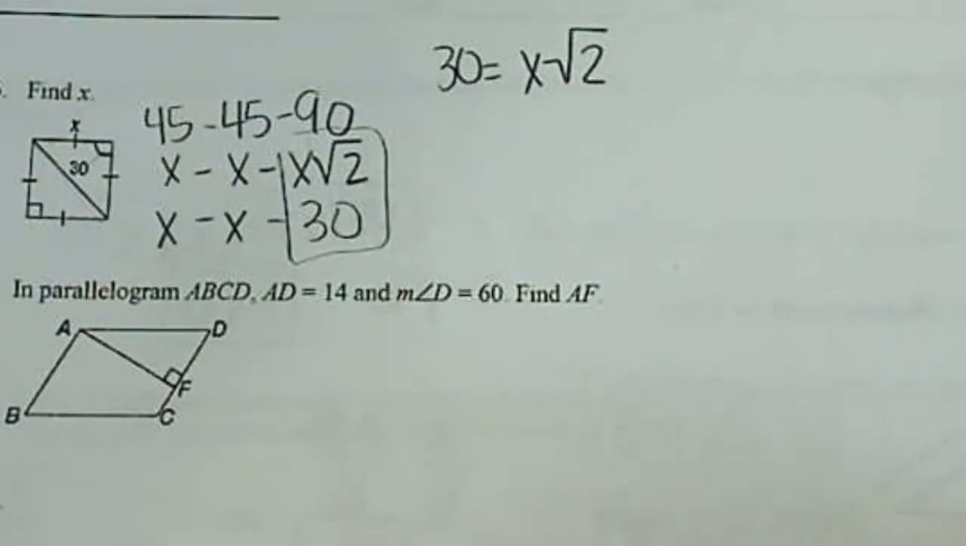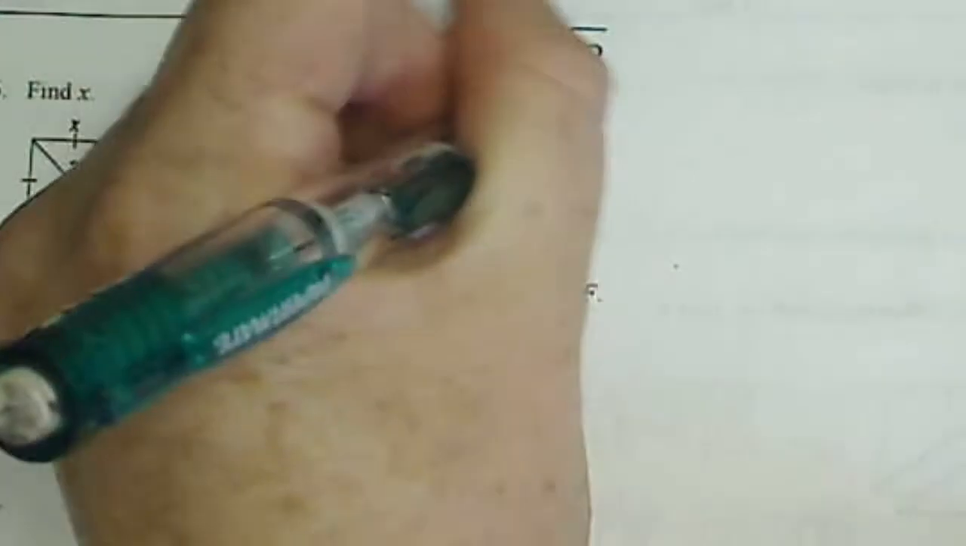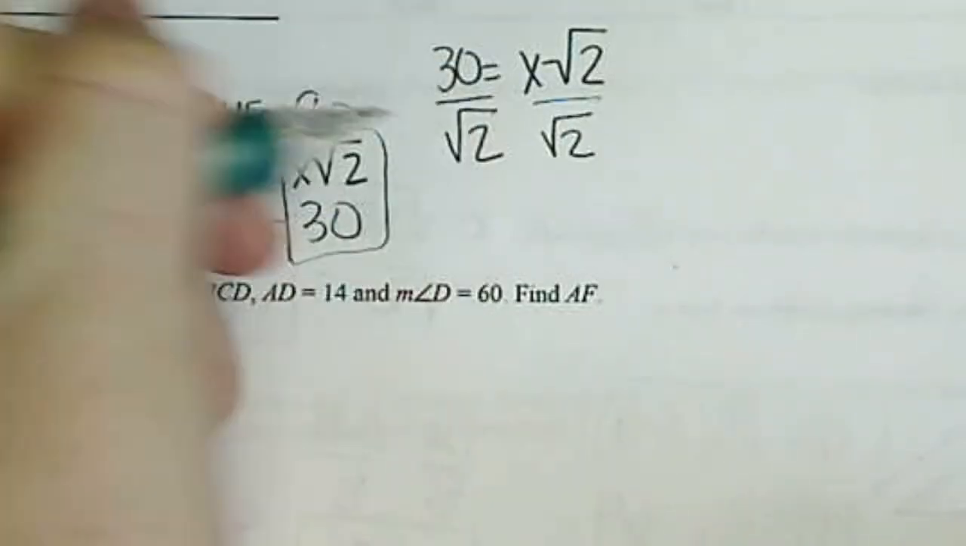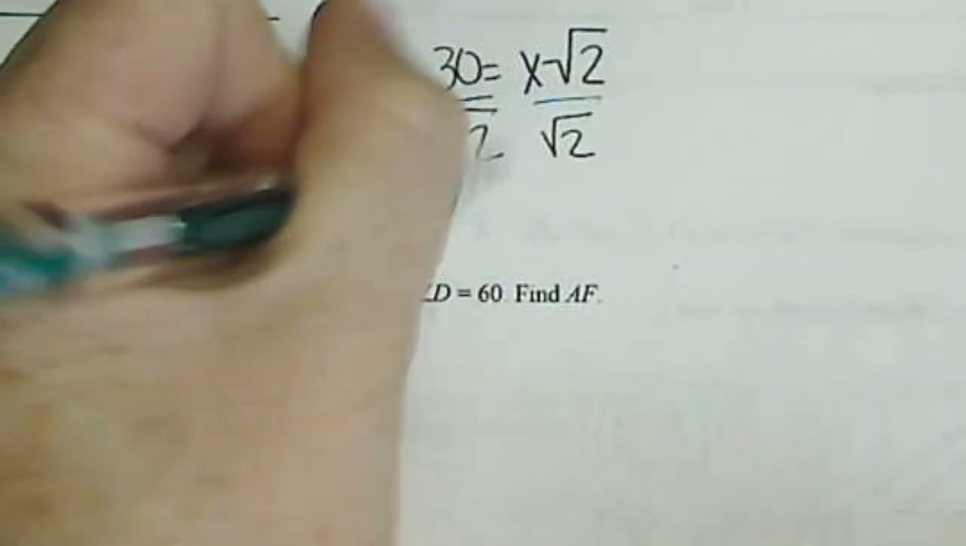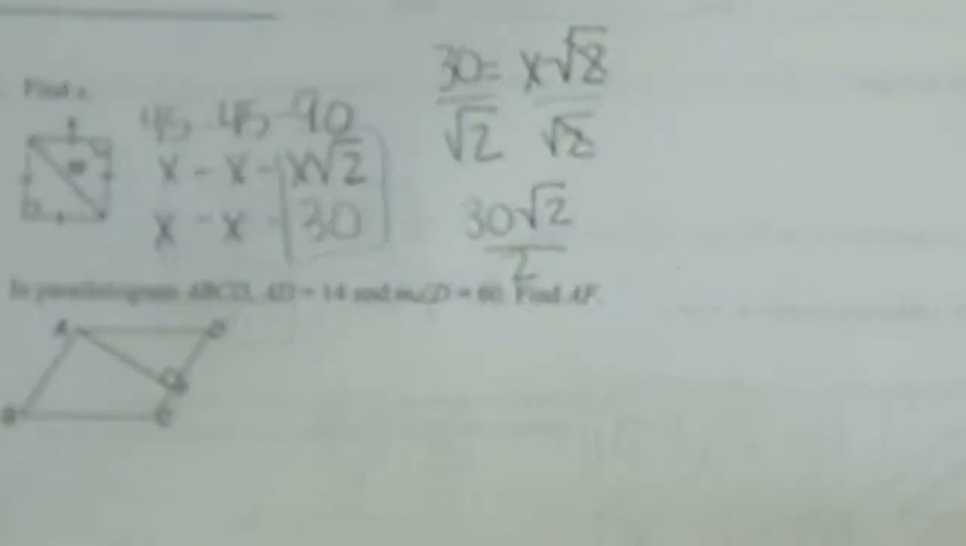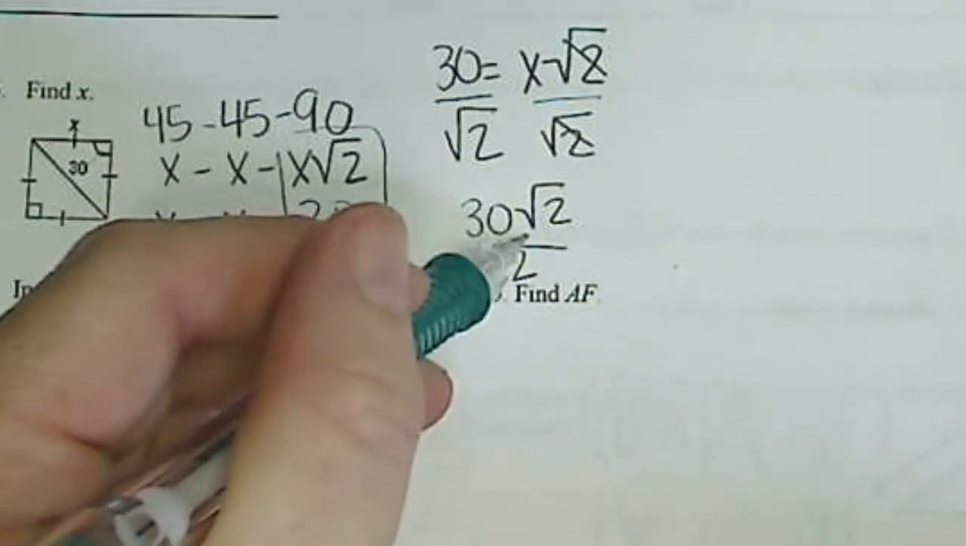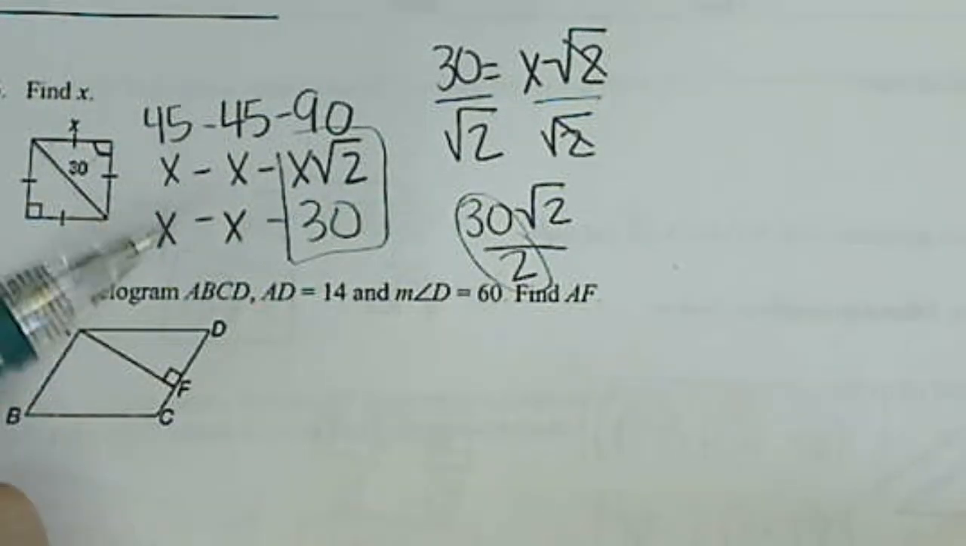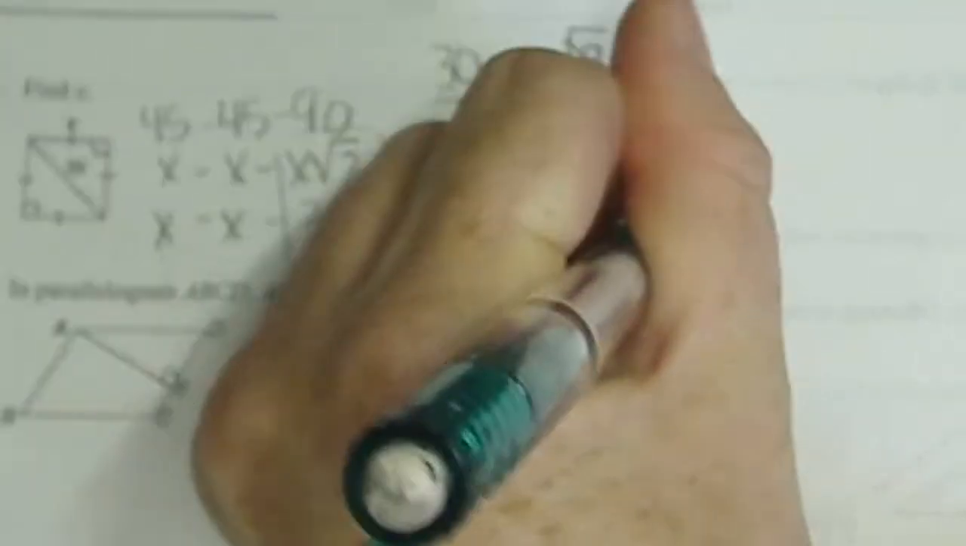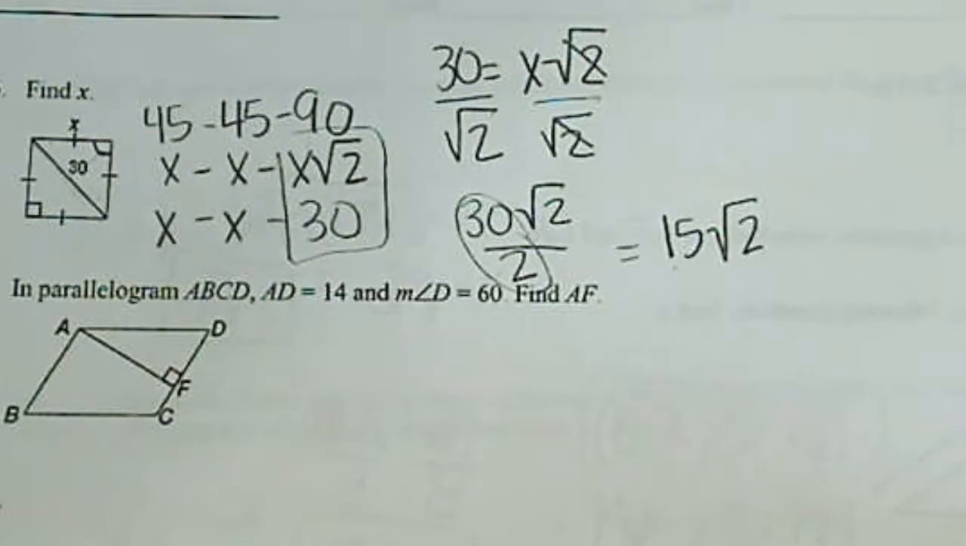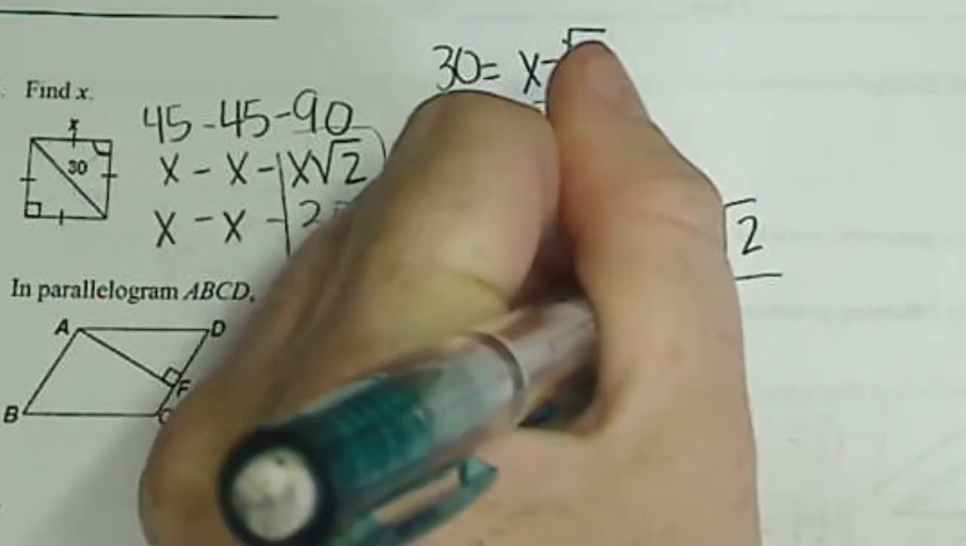30 equals x roots of 2. To solve for x, let's divide by the square root of 2, and let's rationalize the denominator. So 30 roots of 2 over 2. And then we can simplify this part. 30 divided by 2 is 15. And there's our answer.